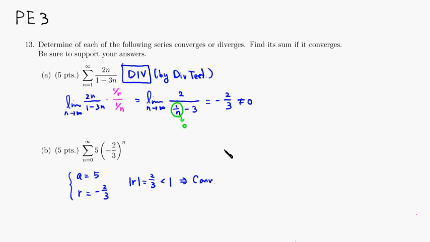So we know how to find the sum, which is a over 1 minus r. a in this case is 5, and r in this case is negative 2/3. So we get 5 over, 1 is 3/3 plus 2/3, which is 5/3. So 5 and 5 cancel out. The reciprocal of 1/3 is 3. So the sum is equal to 3 and it's convergent. Alright, that's it. I hope that this was clear.